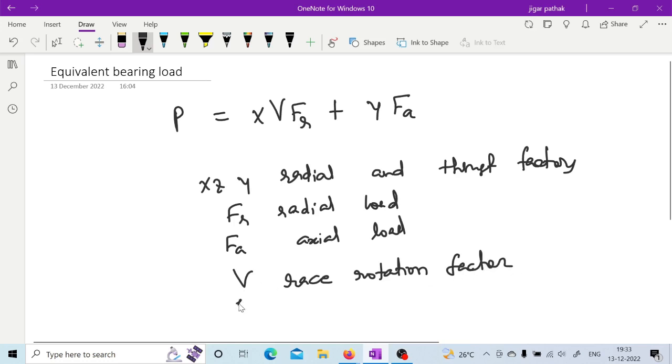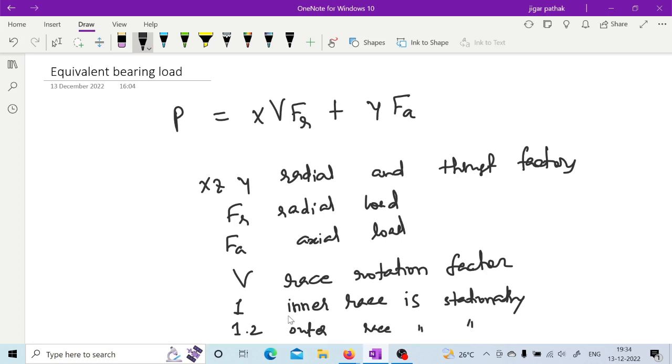It is generally considered as 1 when the inner race is rotating... rather, when the inner race is stationary and the outer race is rotating, and 1.2 when the outer race is stationary and the inner race is rotating. So generally V, the race rotation factor, is considered as 1 only.